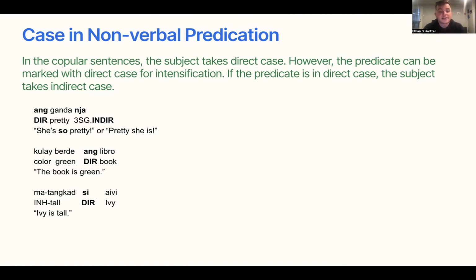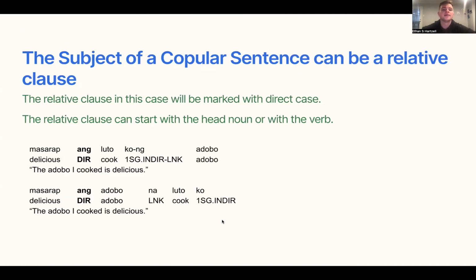So like "she's so pretty" is ang ganda niya, where pretty gets direct case and the subject niya is in indirect case. But in the non-intensified version, the predicate doesn't get any marking. So kulay verde ang libro, the book is green, and matangkad si Ivy. Ivy is tall.